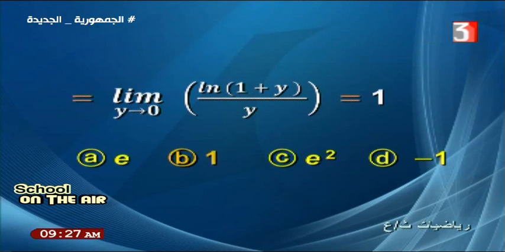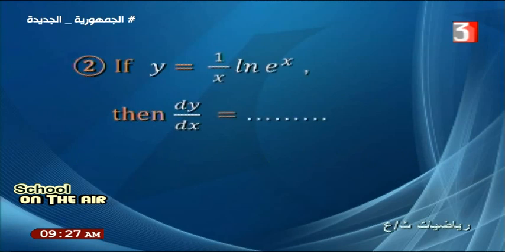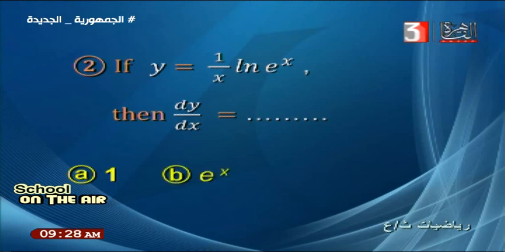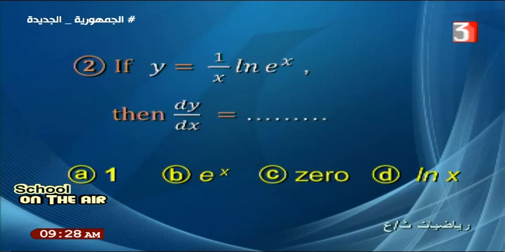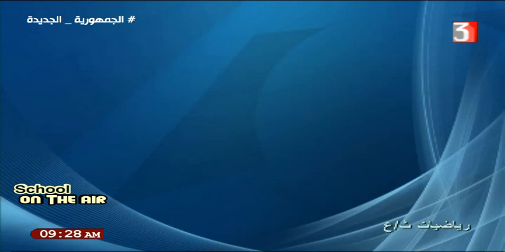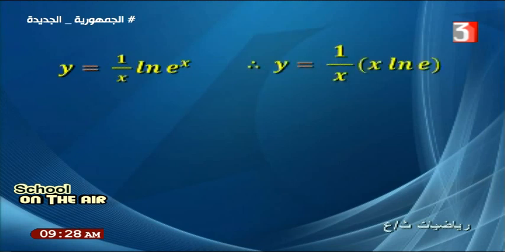Number 2, if y equals 1 over x times ln e power x, then dy/dx equals 1, equals e power x, equals 0, or equals ln x. Since y equals 1 over x times ln e power x, then y equals 1 over x multiplied by x ln e.